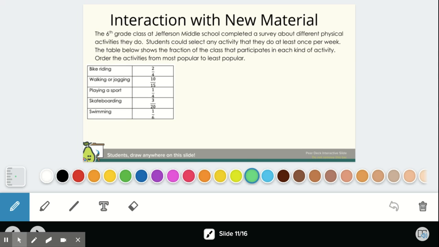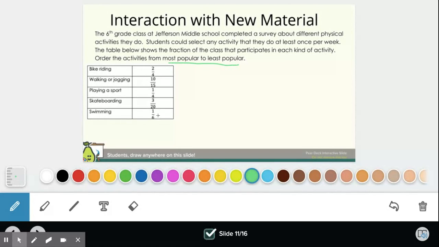All right, scholars, let's take a look at the interaction with new material. The sixth grade class at Jefferson Middle School completed a survey about different physical activities they do. Students could select any activity that they do at least once per week. The table below shows the fraction of the class that participates in each kind of activity. Order the activities from most popular to least popular.